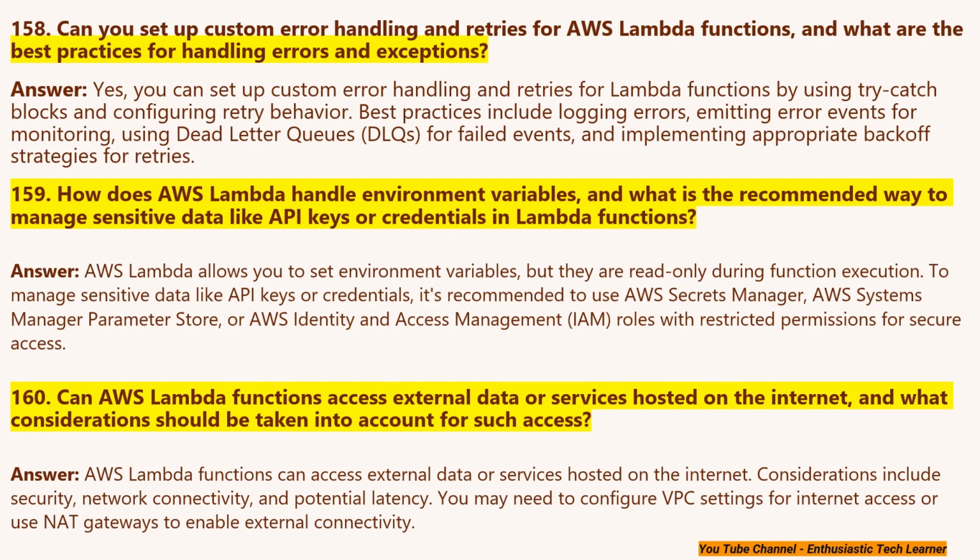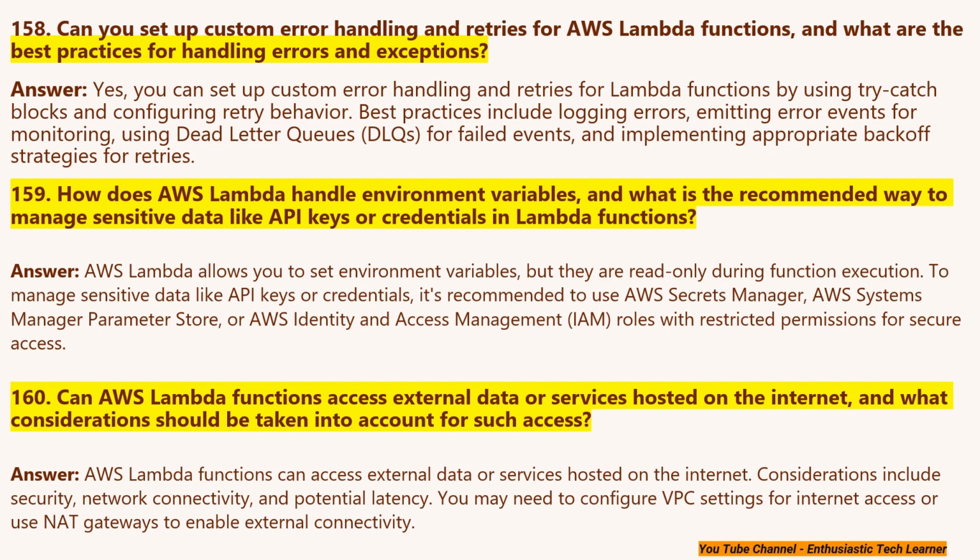Can you set up custom error handling and retries for AWS Lambda functions, and what are the best practices for handling errors and exceptions? Answer: Yes, you can set up custom error handling and retries for Lambda functions by using try-catch blocks and configuring retry behavior. Best practices include logging errors, emitting error events for monitoring, using dead letter queues (DLQs) for failed events, and implementing appropriate back-off strategies for retries.